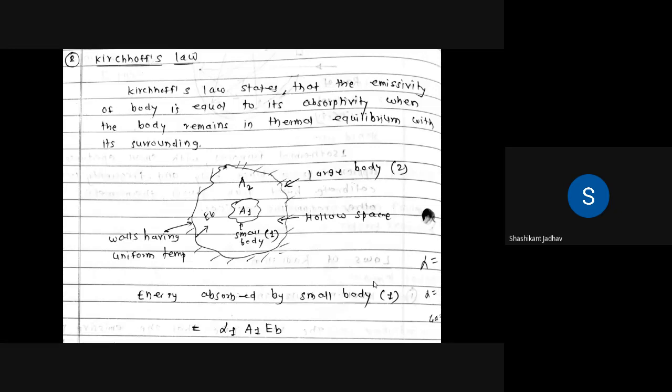Okay, so from that we get the equation alpha is equal to epsilon, that is, absorptivity is equal to emissivity. So we have covered the Stefan-Boltzmann law and Kirchhoff's law.